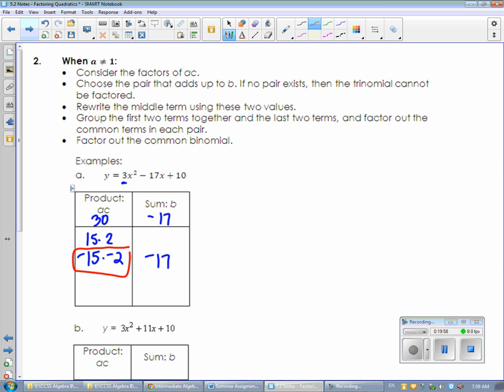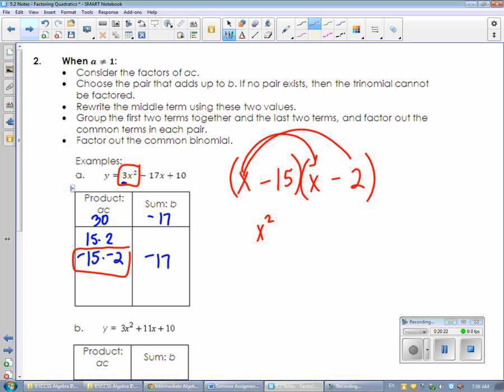But if I go back and do what I did last time, remember, my first terms have to multiply to give me a 3x squared. And what we did last time is we did x times x, and then we'd say negative 15 and negative 2. Don't write this down, but let me show you what happens when I FOIL it back out. X times x is only x squared. X times negative 2 is going to give me a negative 2x. That's going to give me a negative 15x, and that's going to give me a positive 30.